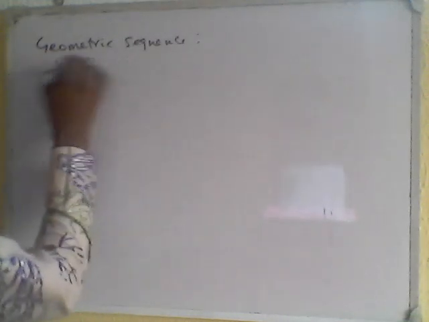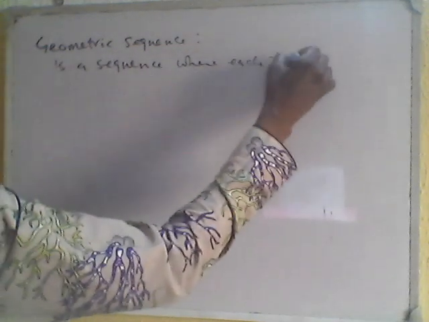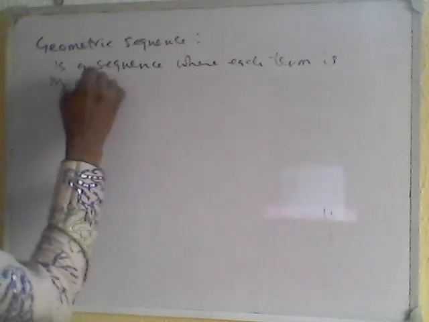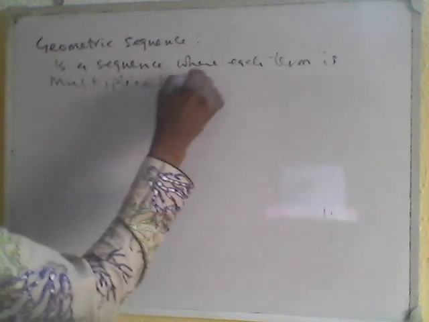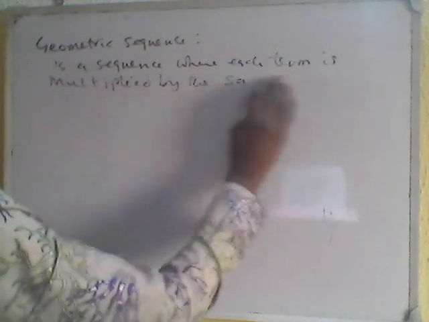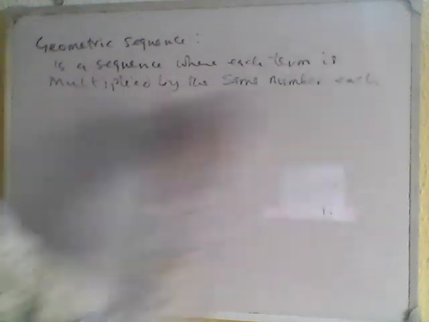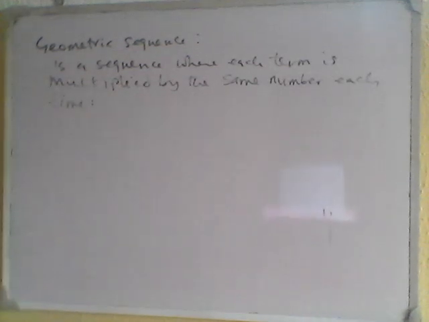All right, so the next one is the geometric sequence. A geometric sequence is a sequence where each term is multiplied by the same number each time. Okay.